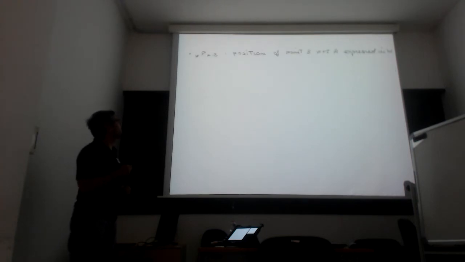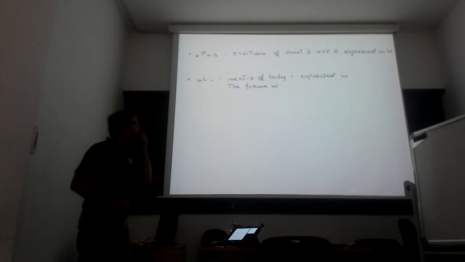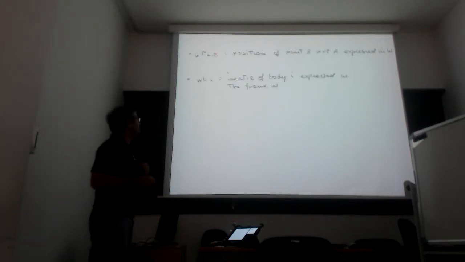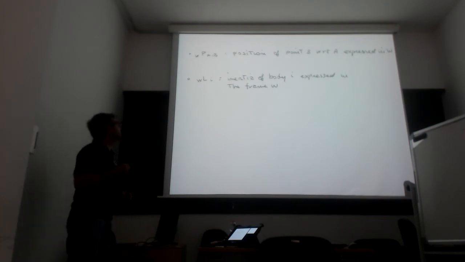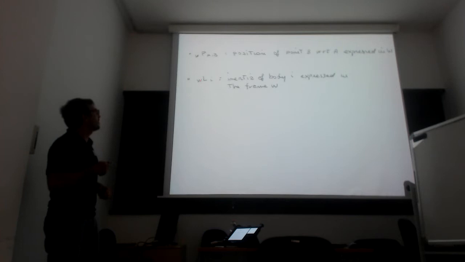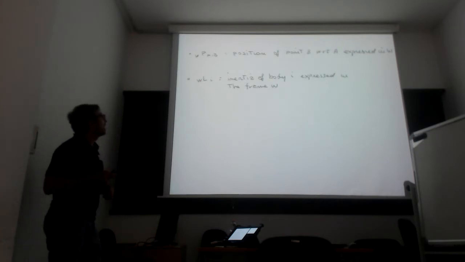This particular notation is the position of a point P with respect to A expressed in W. So this is a vector from A to B expressed in W. And this is the inertia of a body. After thinking a lot, I decided to design the variable for the inertia this way, to not confuse with the spatial inertia. So this is the tensor of inertia of a body I expressed in the frame W.